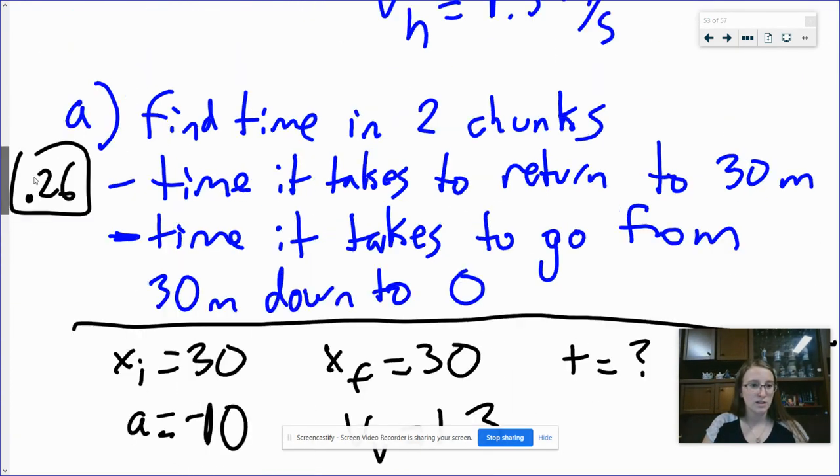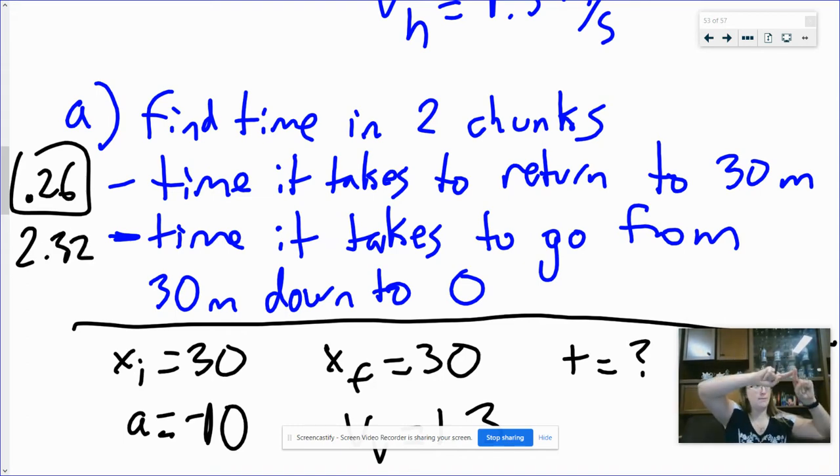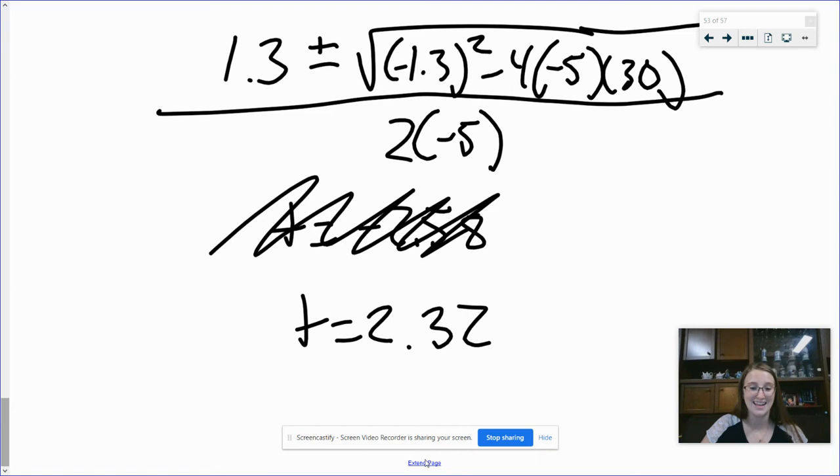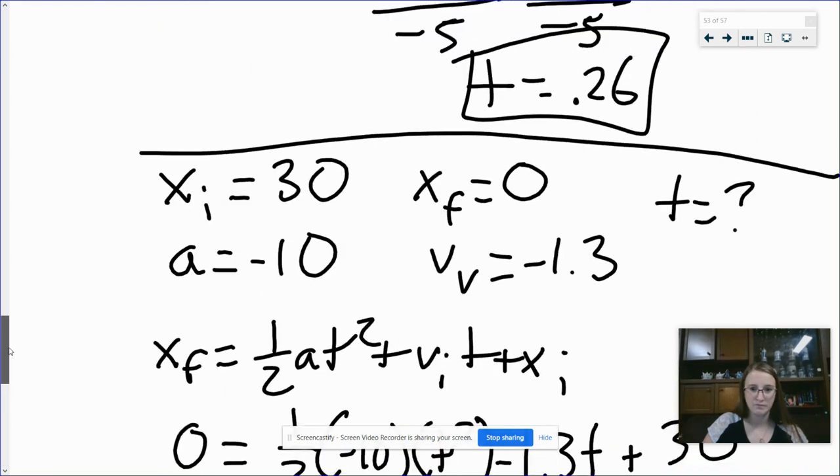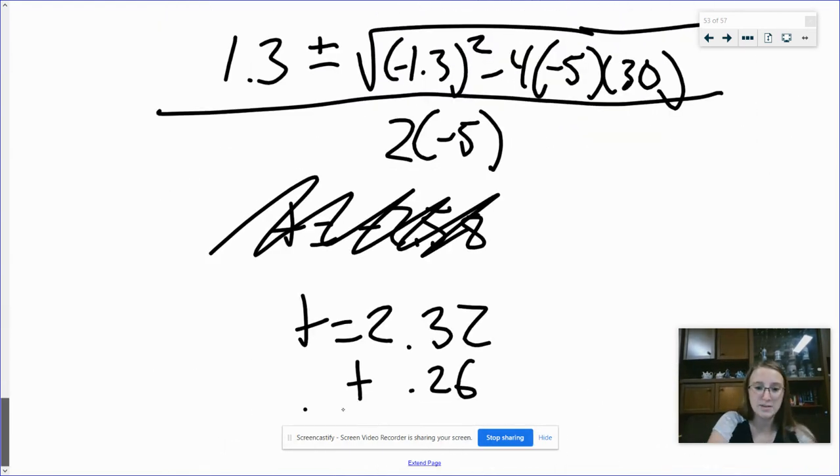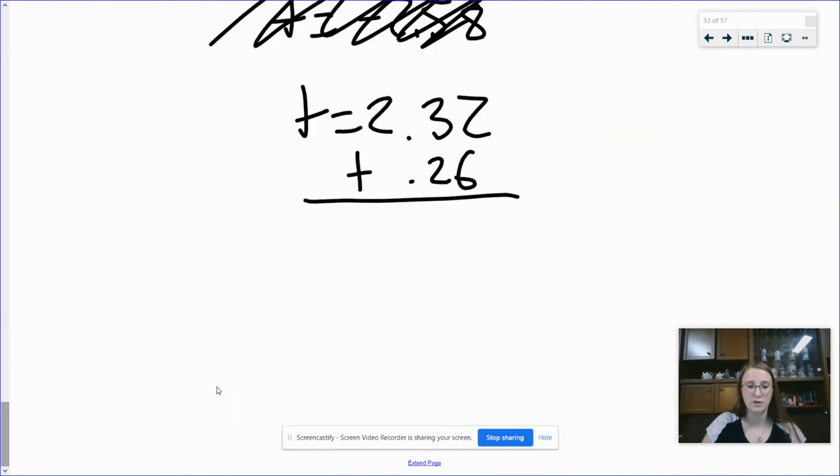I found the time it takes in both cases, and I've got my parabola, and then I've got coming down to the water. So I'm going to add these two together, and this is my final answer. So 2.32 plus 0.26, I believe. Yep. This is going to be the total time it takes to come down to the water.